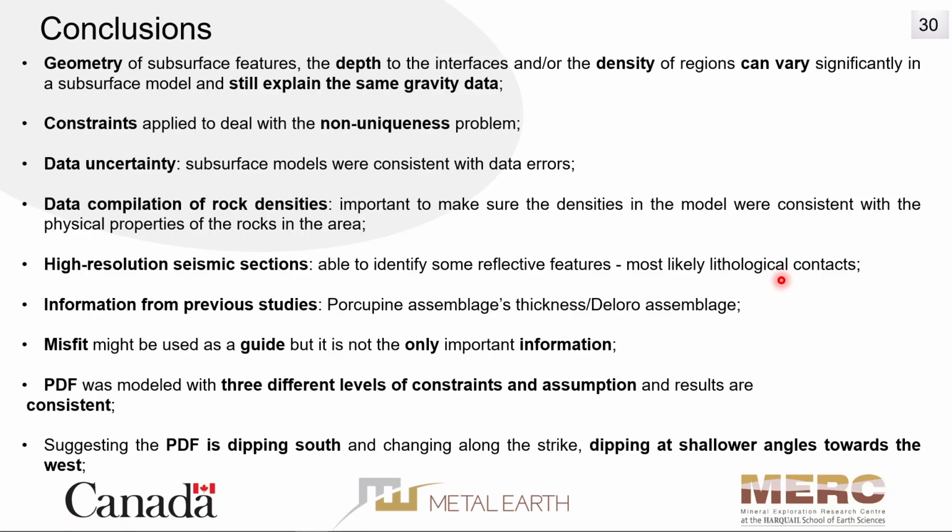And a very important thing is we always talk about misfit, and misfit might be used as a guide, but it's not the only information you have to use. Because if you only use misfit, an unconstrained model would be the best one, right? And porcupine distal fault was modeled in 3 different levels of constraint assumptions, and results are consistent. So it's very consistent that the porcupine distal fault at the Madison area dips south. Suggesting, just repeating, the PDF dips south and changes along the strike, dipping at shallower angles towards the west. Okay, that's everything that I have.